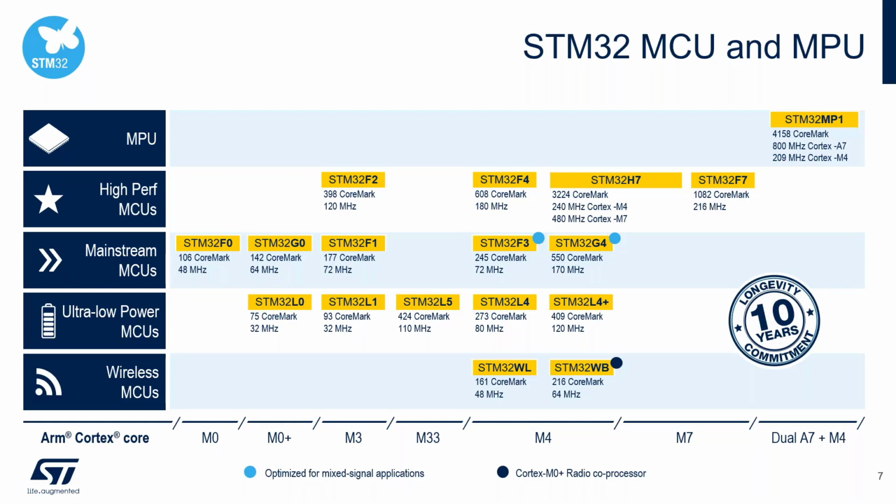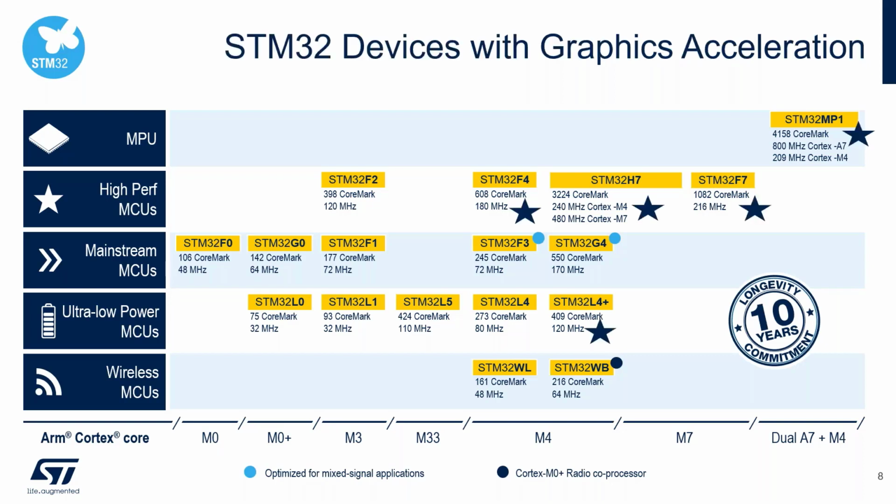For more advanced graphics, we have selected some STM32 with embedded hardware acceleration for enabling more animations, more fluid UIs, doing alpha blending, video playback, and so on. And for this, I'll show you on the next slide. If you please go to the next slide.